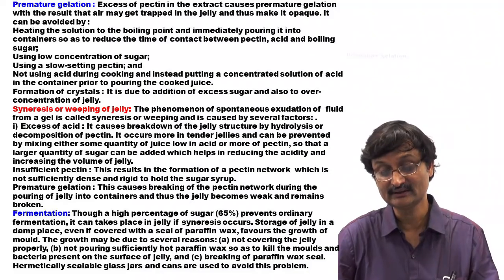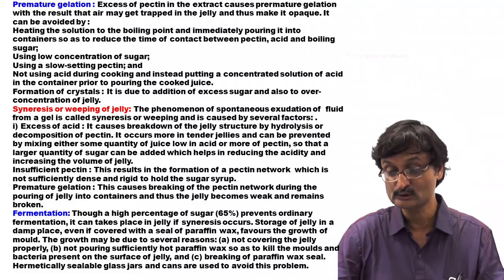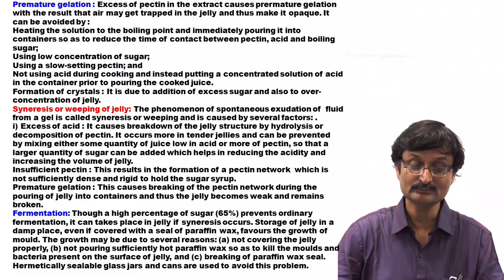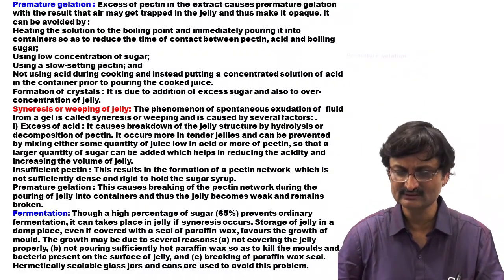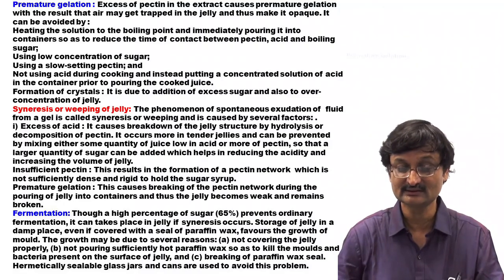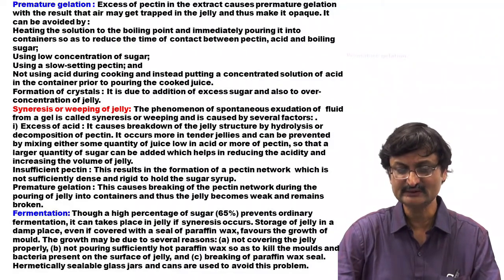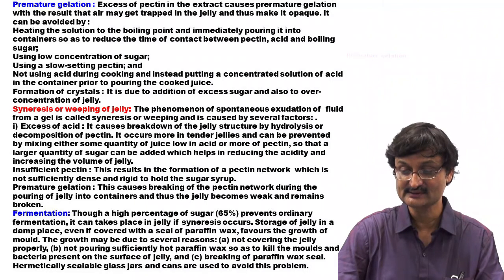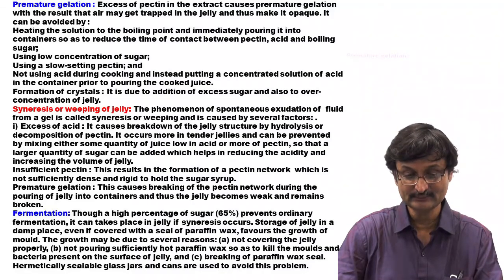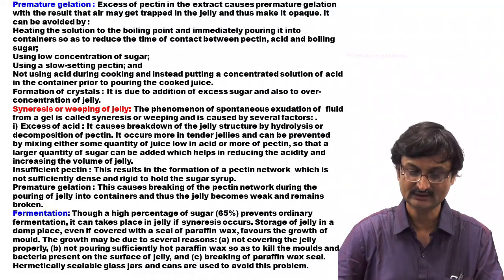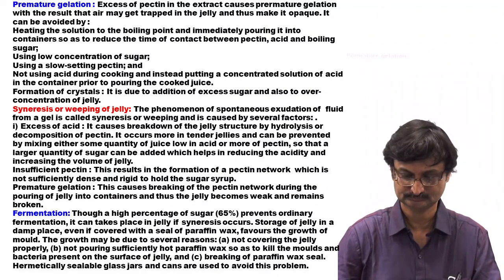Syneresis or weeping jelly. Syneresis and weeping are very pertinent and very important terms with jelly. It is the spontaneous exudation of fluid from the gel, called syneresis or weeping. It is caused by several factors. Exudation takes place continuously and it shows that the jelly is weeping. Excess of acid causes breakdown of the jelly structure by hydrolysis and decomposition of pectin. Insufficient pectin can also cause it, and accordingly this problem can be solved.